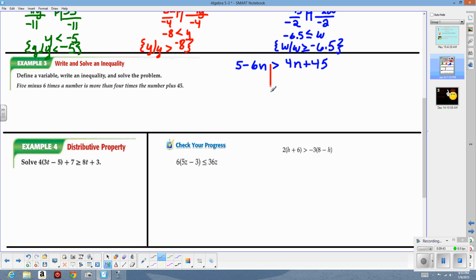Now to solve this, we have variables on both sides. So I'm going to choose to get rid of this negative 6n by adding 6n. When you add the 6n to the other side, make sure you add it to the n's because they're like terms. Now we have 5 is greater than 10n plus 45.